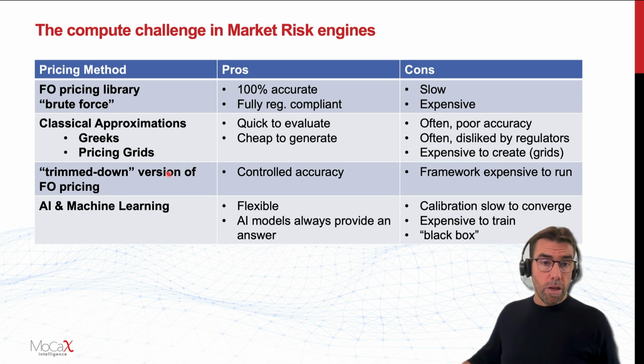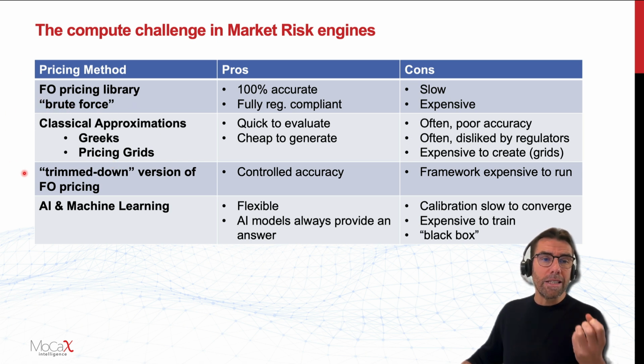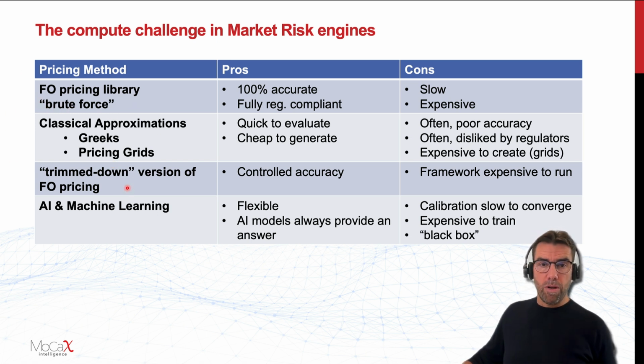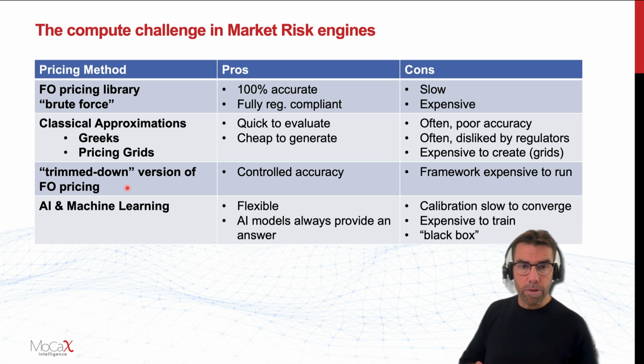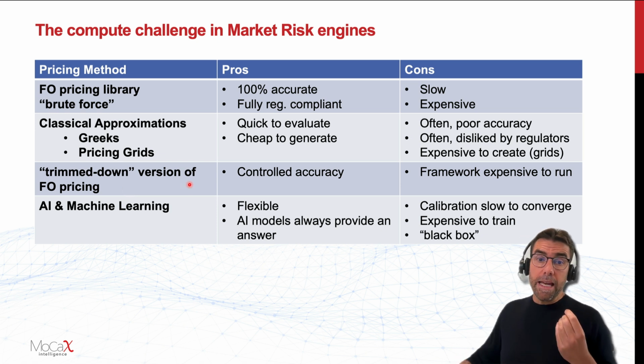A third solution to this is basically to get the front office pricing library and to build a trimmed down version of that front office pricing library, in which you actually control the accuracy, you decrease the accuracy, but at the same time it's faster to run. The challenge with this type of framework is that it could be faster to run, but usually it's not super fast.